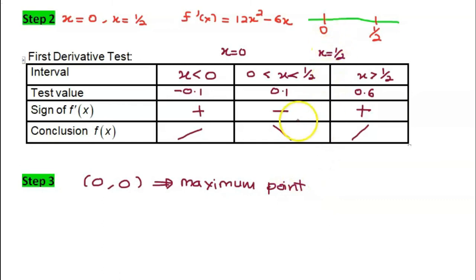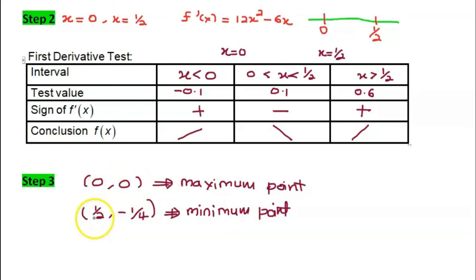For x equals half, we are able to see that the sign of f prime of x is negative and changes into positive, so the graph is decreasing and then increasing. So here, when the graph is decreasing followed by increasing, the coordinate involved, x equals half, is a minimum point. So (1/2, negative 1/4) is a minimum point. Therefore, the relative extremum: (0, 0) is a maximum point, and (1/2, negative 1/4) is a minimum point.